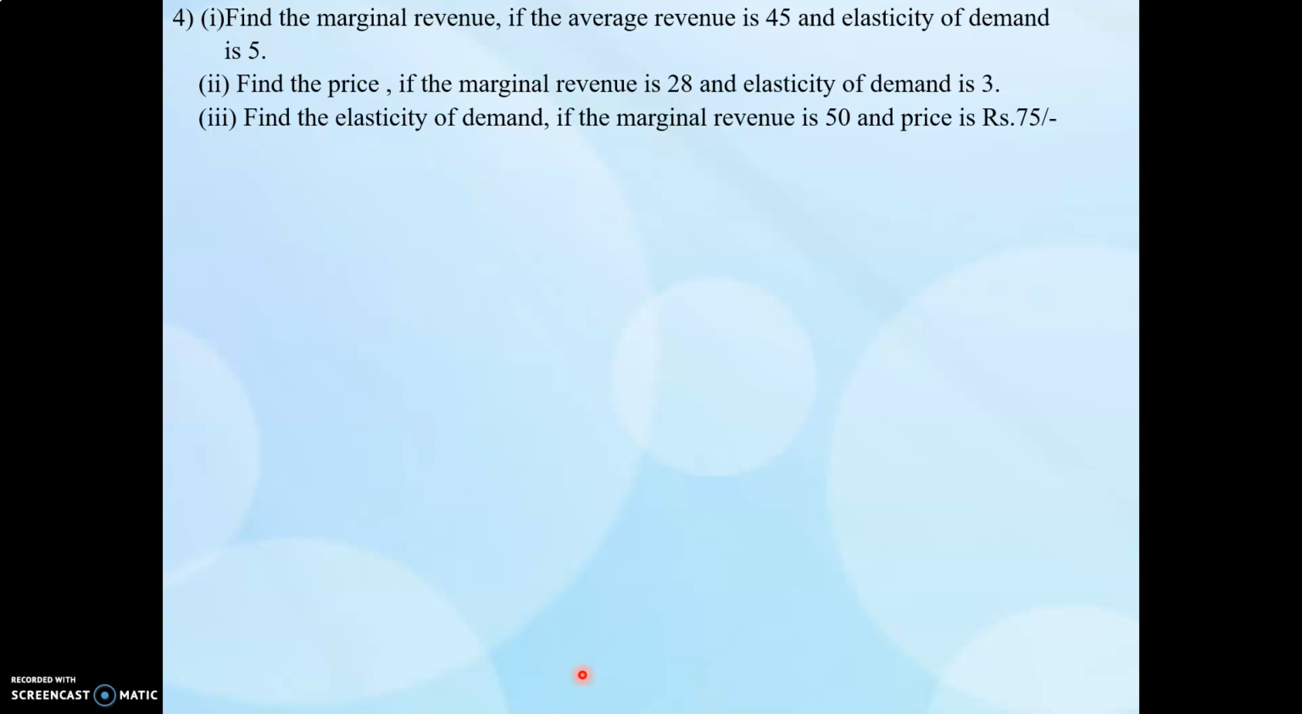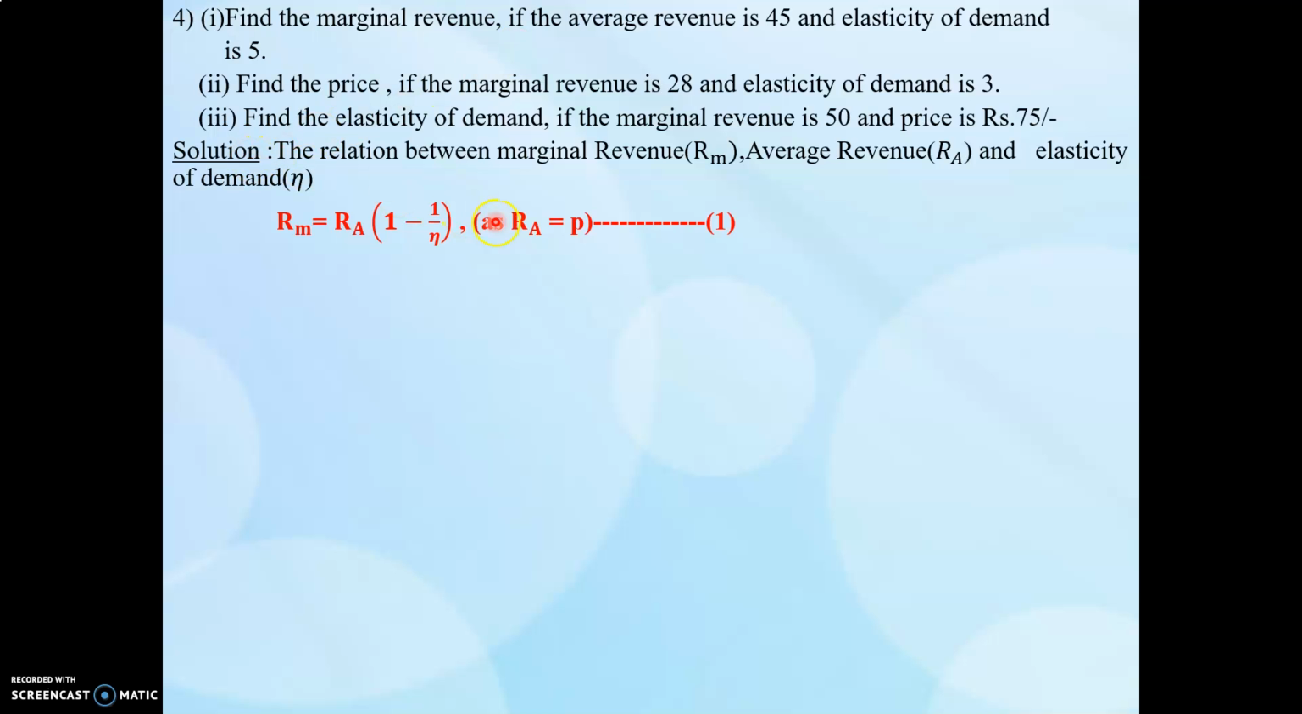Next question. Find the marginal revenue if the average revenue is 45 and the elasticity of demand is 5. This is the first question. You can apply the relation between marginal revenue, average revenue and elasticity of demand for this one. That is MR is equal to AR into (1 minus 1 upon eta). Here AR is equal to price also. For the second question we are using that.